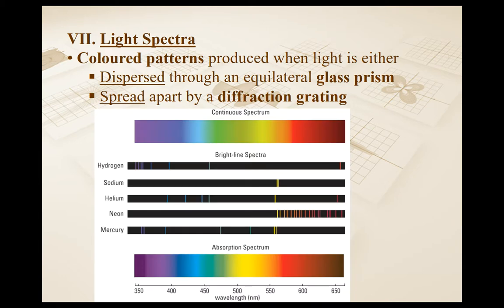So we're going to look at three different spectra. We're going to look at the continuous spectrum, the bright line spectra, and the absorption spectrum. The continuous one is nothing new. The bright line and the absorption one are going to be something a little bit different.